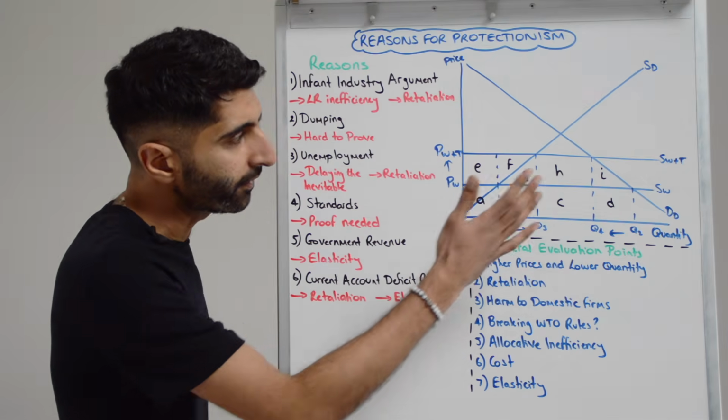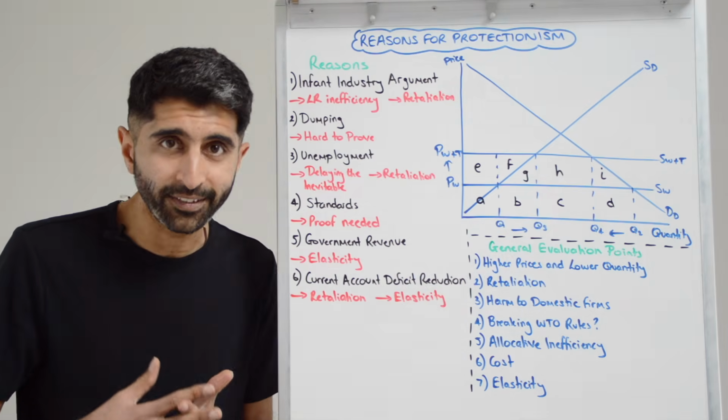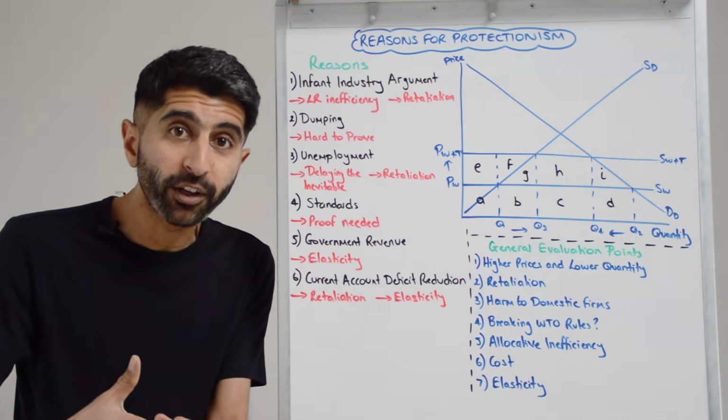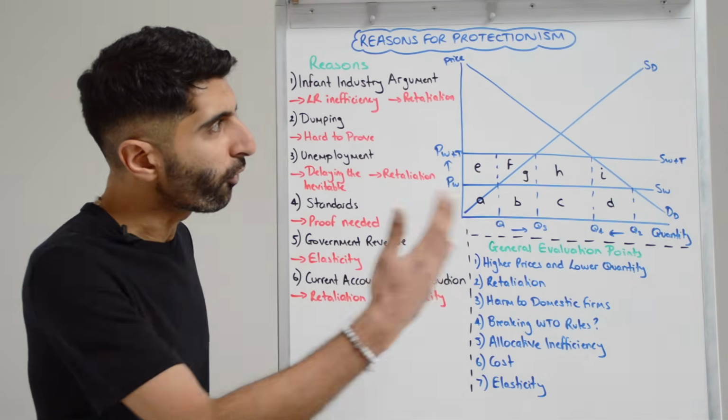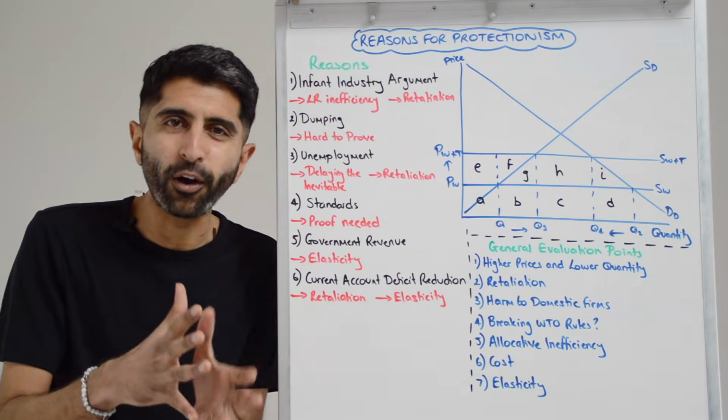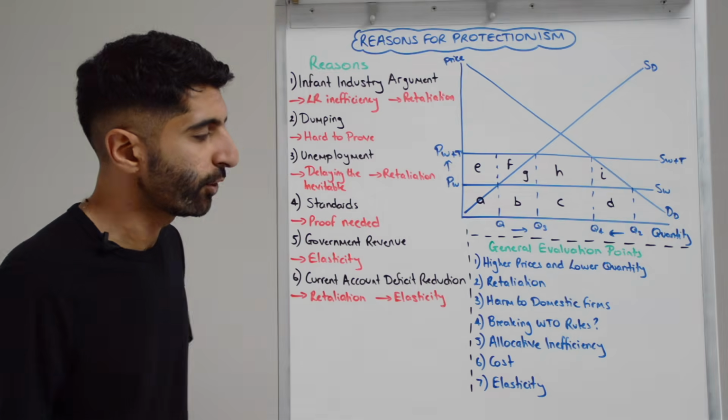But elasticity is crucial. So if demand and supply domestically are both price inelastic, it means imports are not going to be squeezed very much, which means more government revenue is going to be collected. But more elastic domestic supply and domestic demand will mean that imports come down a lot, and that restricts the amount of government revenue collected.